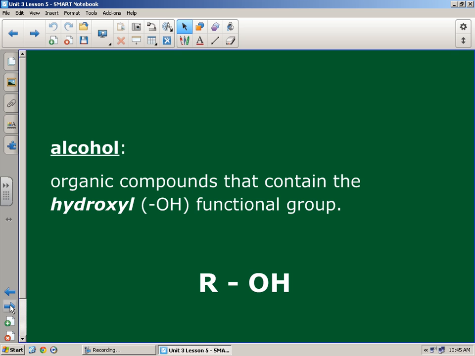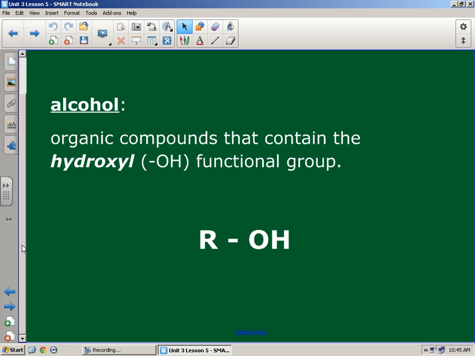Organic compounds that contain the hydroxyl group, that is what the functional group is called, okay? So, a couple things here. This is what defines the alcohol. That is what makes it an alcohol, or why we call it the alcohol functional group. It's the OH part. The R part here, just so you know, is basically just a chain of carbons.